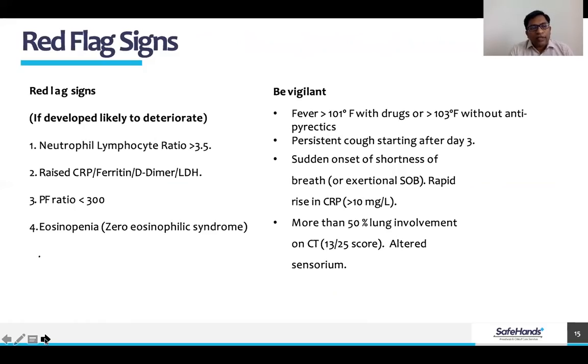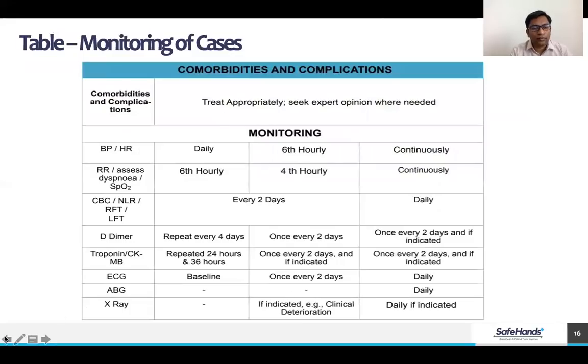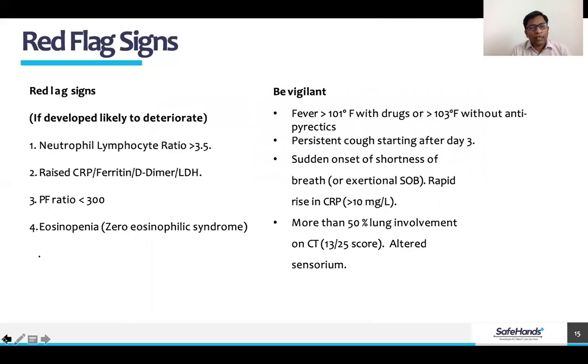Red flag signs, if developed, the patient is likely to deteriorate: neutrophil lymphocyte count of more than 3.5, raised CRP, ferritin, D-dimers, LDH, PF ratio of less than 300, eosinopenia, that is zero eosinophil syndrome. So these are all red flag signs.